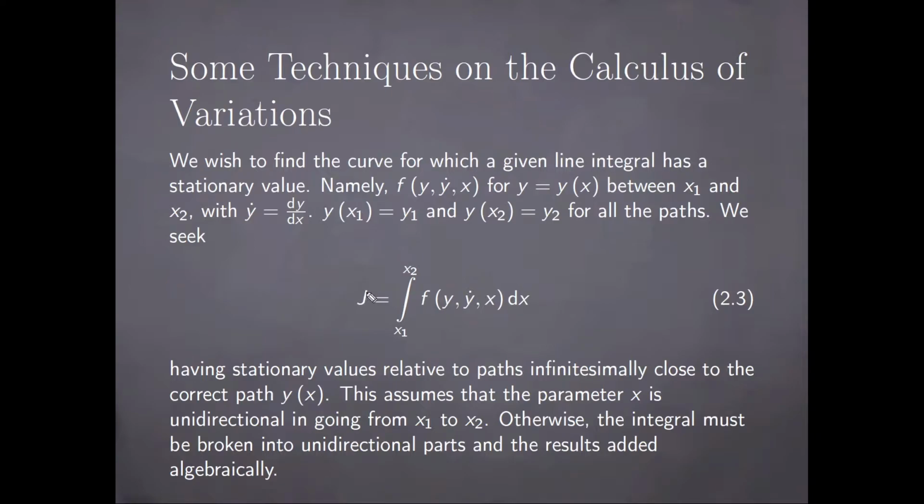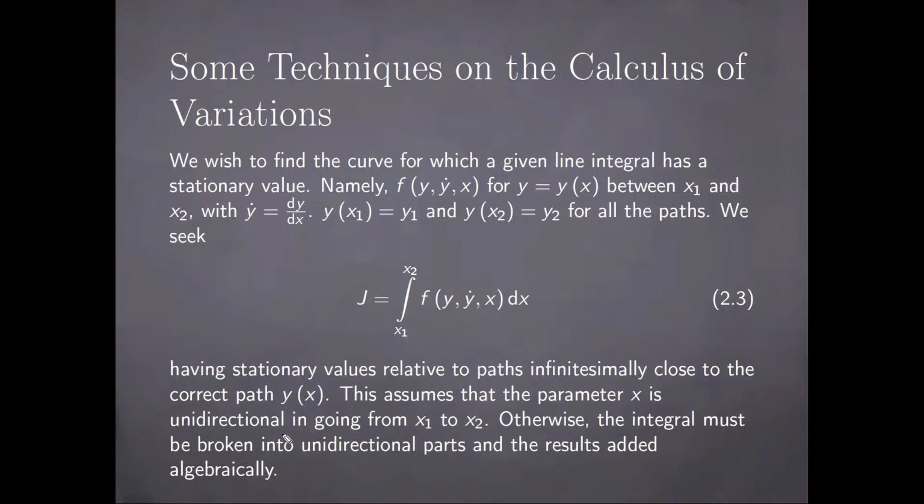And we seek the line integral J, formally given by the expression here, having stationary values relative to paths infinitesimally close to the correct path y of x. This assumes that the parameter x is unidirectional in going from x1 to x2. Otherwise, the integral must be broken into unidirectional parts and the results added algebraically.